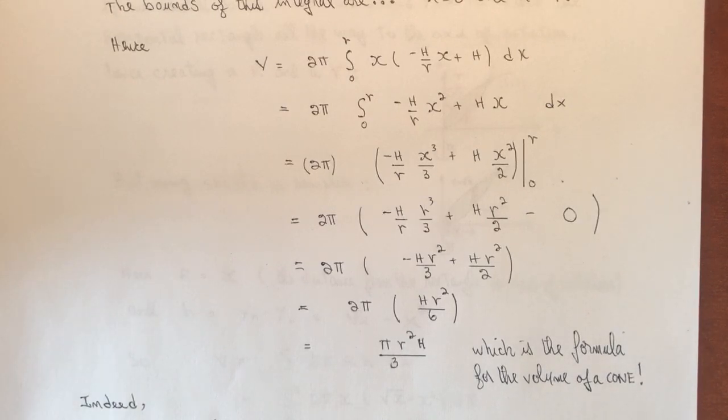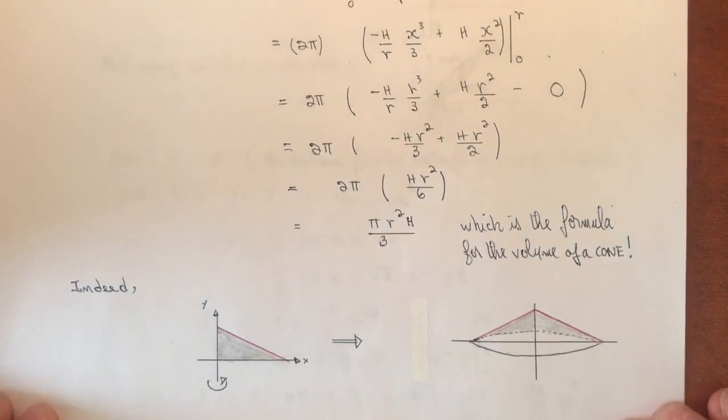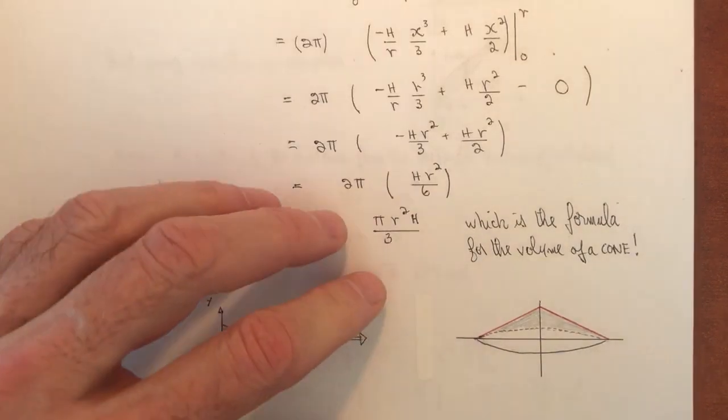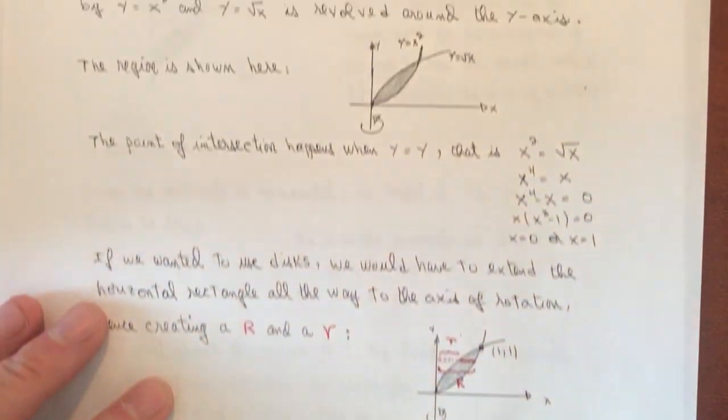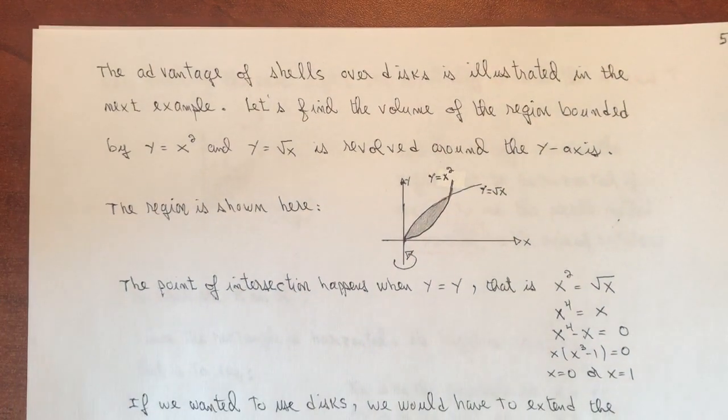So I use FTC part 2, I plug in my upper bound, I plug in my lower bound, and soon I find that I get pi r squared h over 3, which you may recall is the formula for the volume of a cone. Indeed, when one spins this triangle around the y-axis, one gets a cone opening towards the negative of the y-axis. Very good. Now the advantage of shells over disks can actually be best illustrated in the next example.